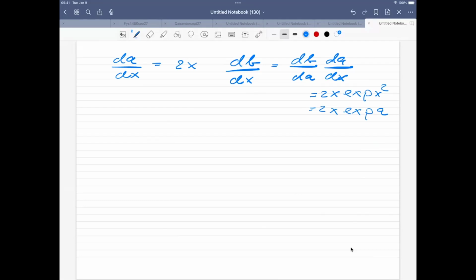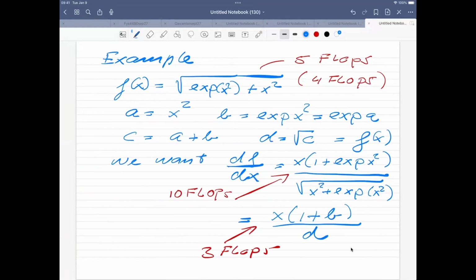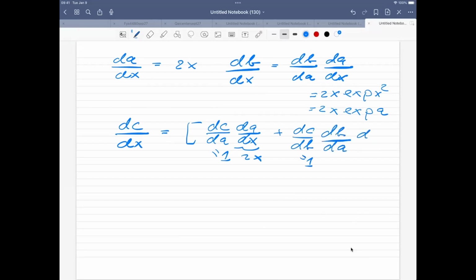When we look at this derivative of C with respect to x, if we go back to the definition here, C is actually given by A plus B. So that means that what we get then is dC/dA times dA/dx. This quantity is just equal to 1. And this is a quantity which we know already. So dA/dx is just 2x. And then I have plus dC/dB, which is also equal to 1. And then we have dB/dx, and we need to break that one up in terms of dB/dA and dA/dx. And this quantity here is nothing but 2 times x times the exponential of x squared.